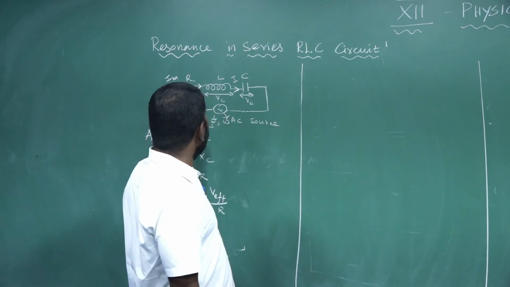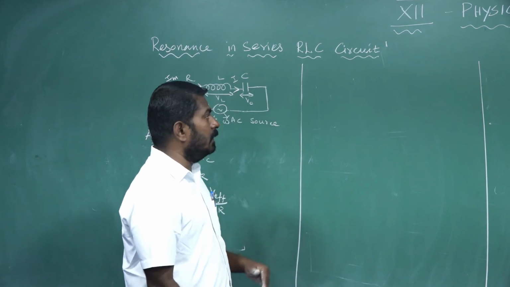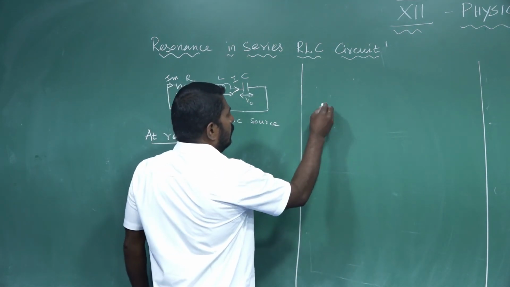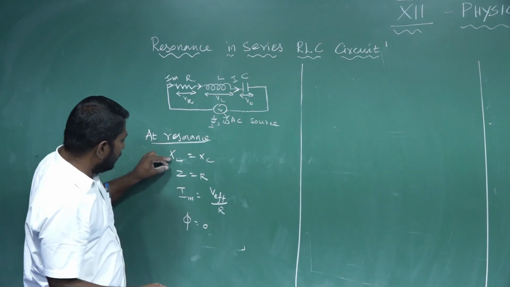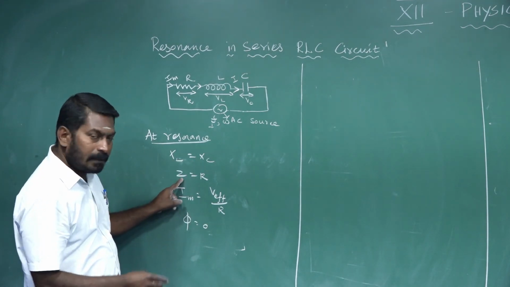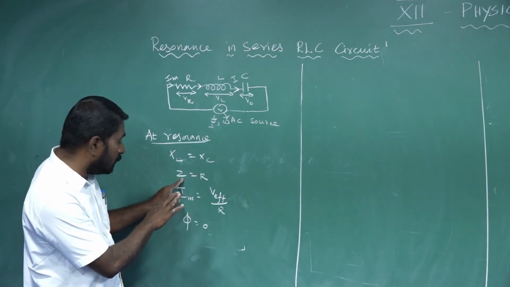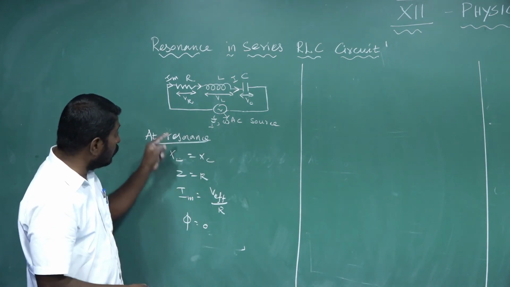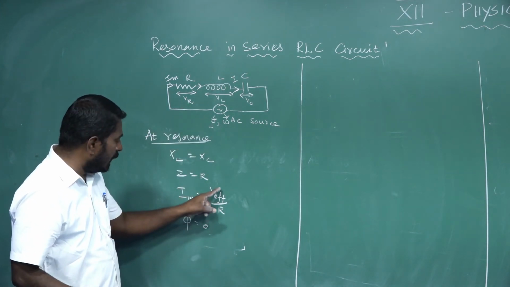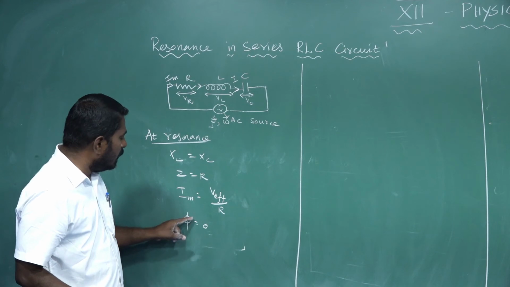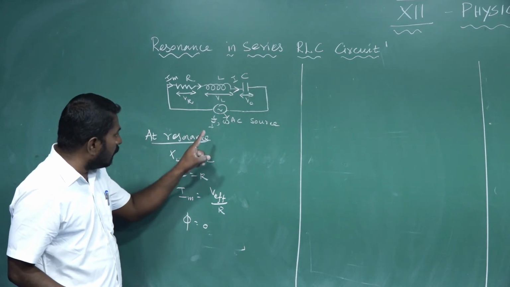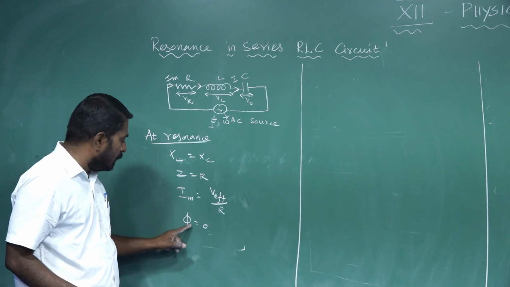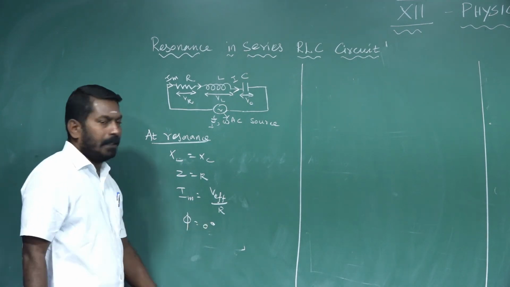So in a series RLC circuit, at resonance, inductive reactance is equal to capacitive reactance. Impedance of the series RLC circuit is minimum, which is equal to resistance. Current through the series RLC circuit is maximum, which is equal to effective voltage divided by resistance. The series RLC circuit at resonance is a purely resistive circuit, so the phase difference between applied voltage and applied current is 0 degree.